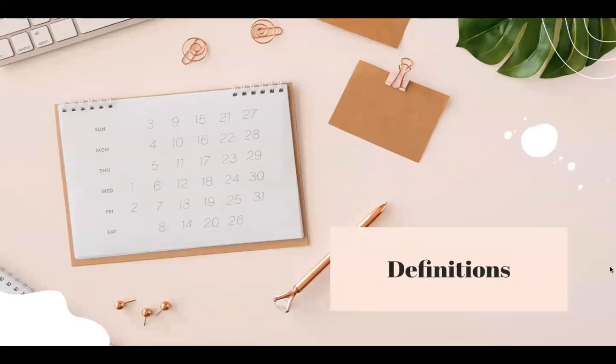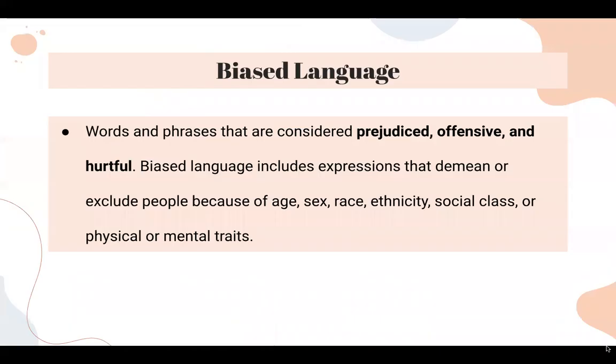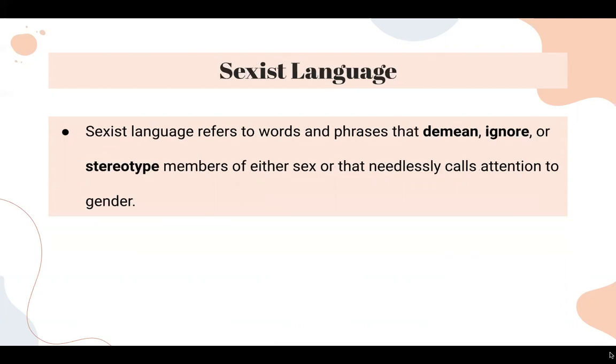Okay, so we're going to start by giving you the definitions for both of these concepts so we can have a clear base on what we are studying. Biased language: these are words and phrases that are considered prejudiced, offensive, and hurtful. Biased language includes expressions that demean or exclude people because of their age, sex, race, ethnicity, social class, physical or mental traits. Then we have sexist language.